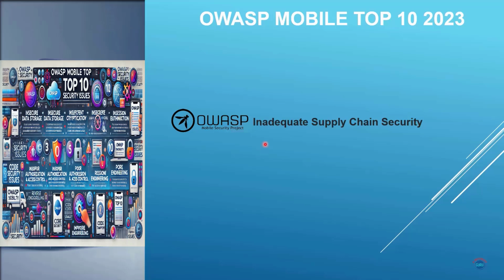In this lecture we are going to talk about inadequate supply chain security, which is a category of OWASP Mobile Top 10 2023. So let's jump into the action.